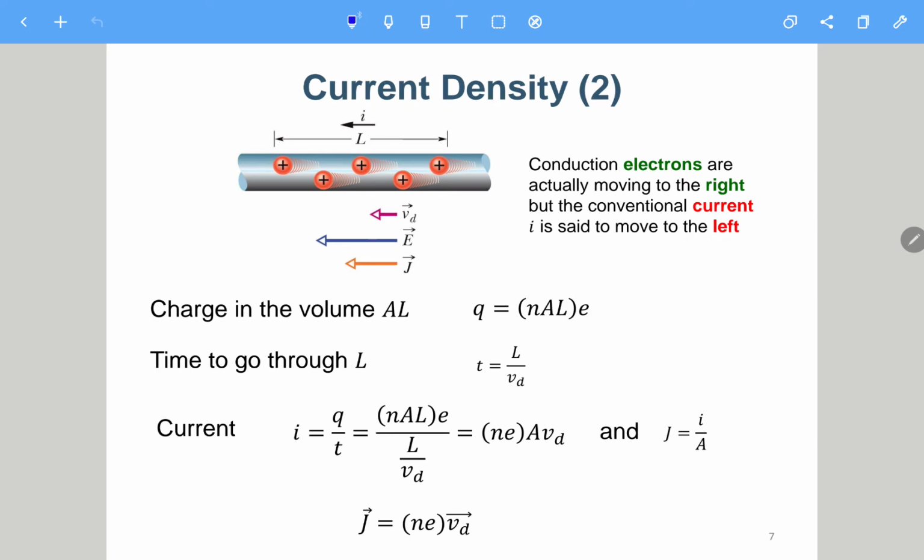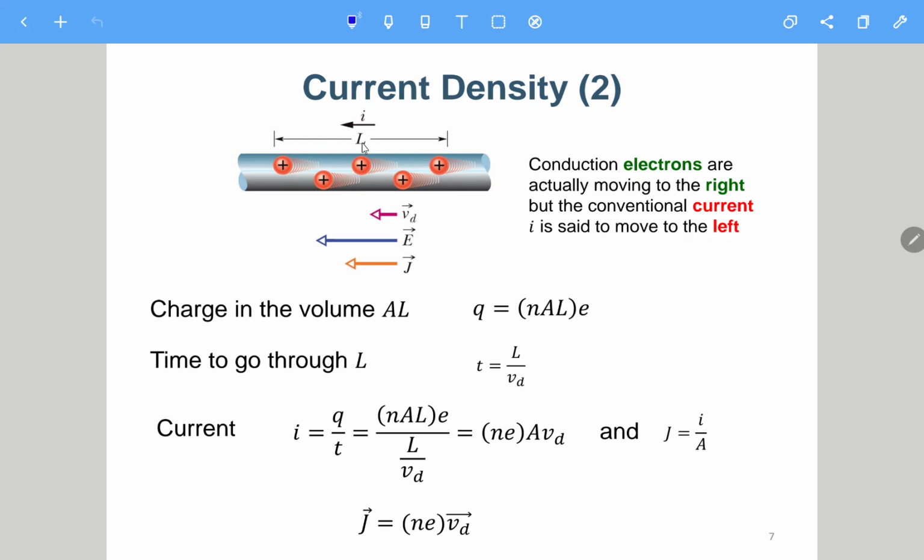Okay, so here it talks about this equation. So let's see how we can derive this equation. Imagine we have a wire, and we assume the current direction is from right to left. The current direction is from right to left. The length of this part is a capital L.